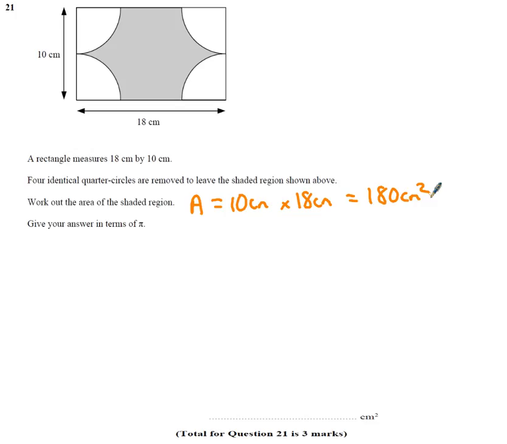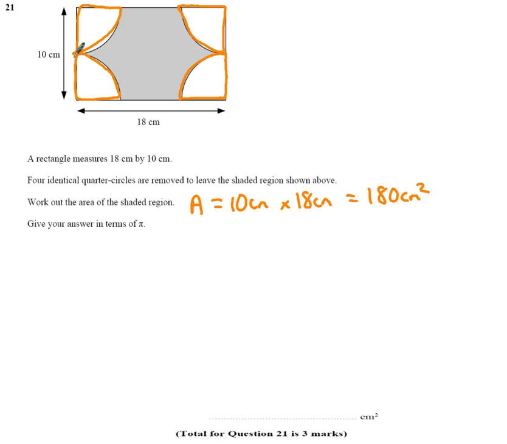Now what it does say is there's 4 identical quarter circles. One here, here, and obviously across the other side as well. Now what I need to know is actually 4 identical quarter circles would make up one circle. So if I could work out the area of the circle, I just need to take that away from the area of the whole shape, and that would give me the shaded region left.